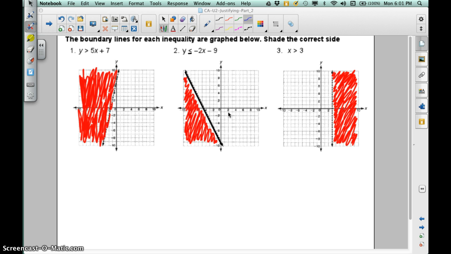The last one is a vertical line, and this is sometimes confusing for students. Again, you can plug in any point. Notice there's just an x in the equation, and so any x value on this side of the line drawn will do. 0 is on this side. Is 0 greater than 3? Well, no, that's not true. So don't shade this side of the line that you drew, shade the other side.